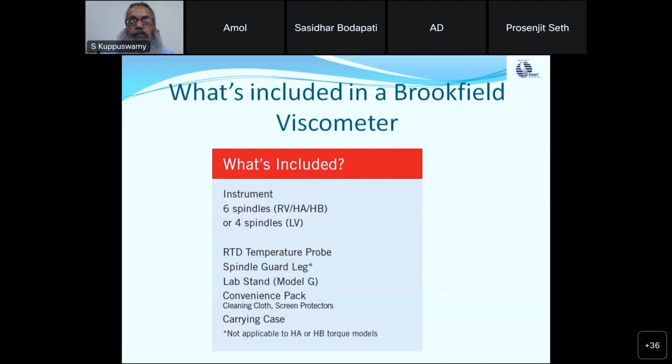So these are the items included along with the viscometer. If you buy an RV or HA/HB viscometer, 6 standard spindles are supplied, and along with an LV torque range viscometer, you get 4 standard spindles, along with a temperature probe, a guard leg, a stand, a convenience pack, and a carrying case.